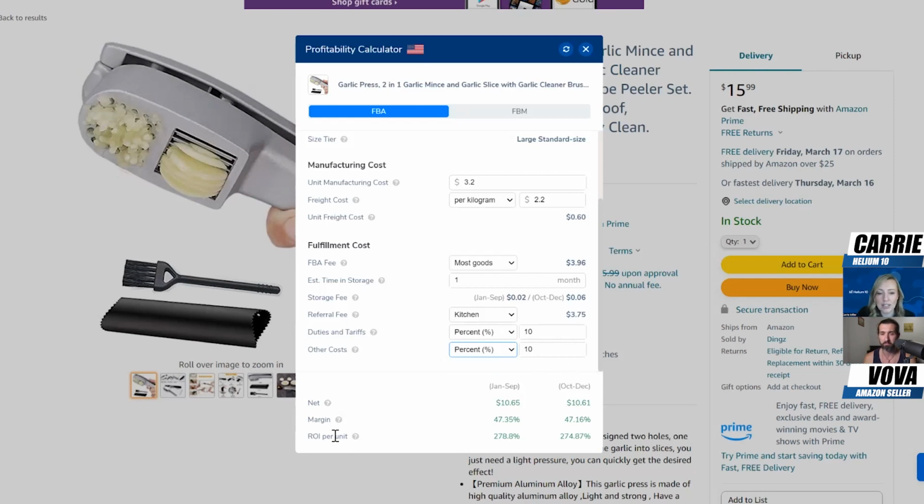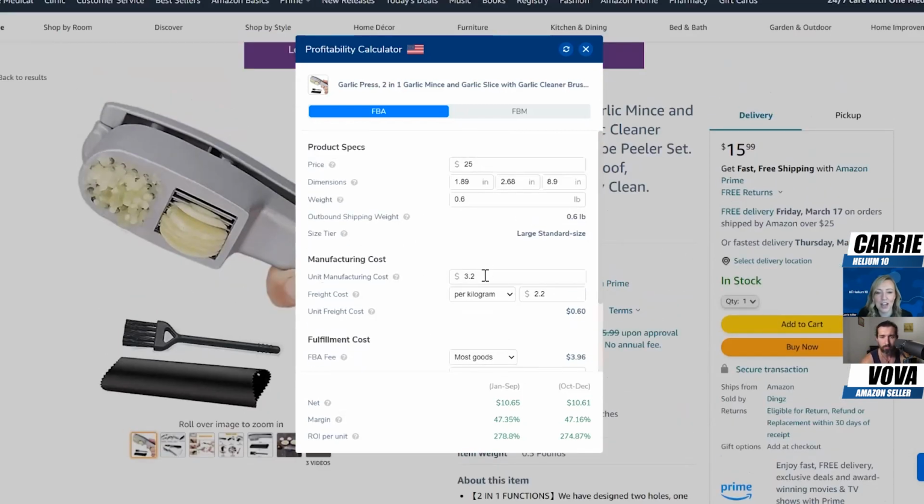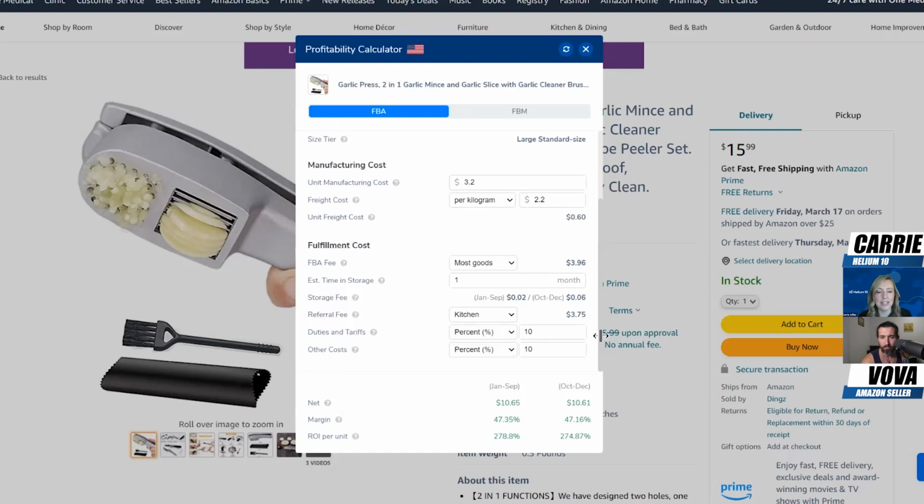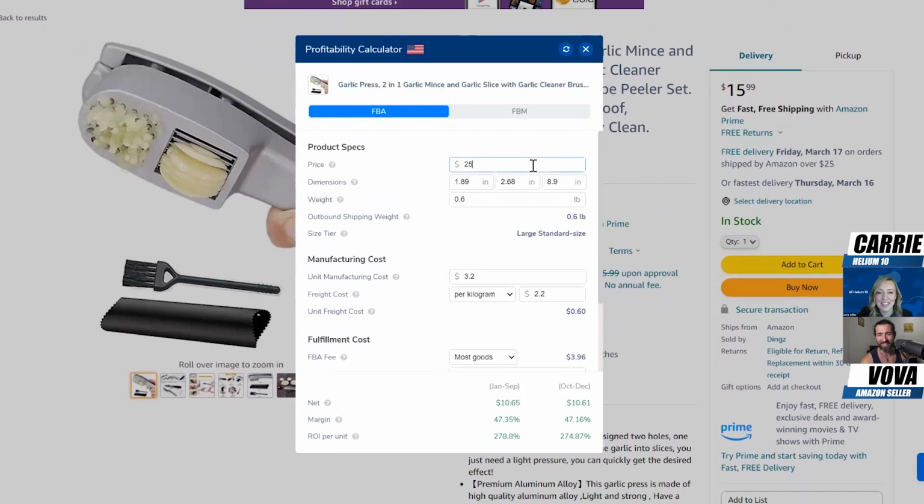So you can see down here what your return on investment would be per unit. Now I put in a higher amount than the actual $15.99. I put $25, and the product only costs $3.20, and it's a smaller item, so you're going to see a bit more profitability. Let me show this by changing it back to $15. Sorry, just trying to go back up here. There you go. You got it.